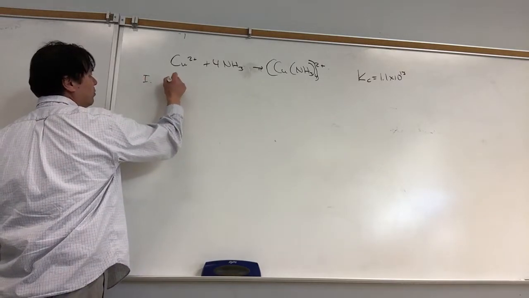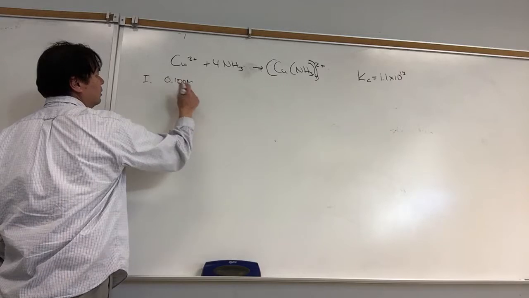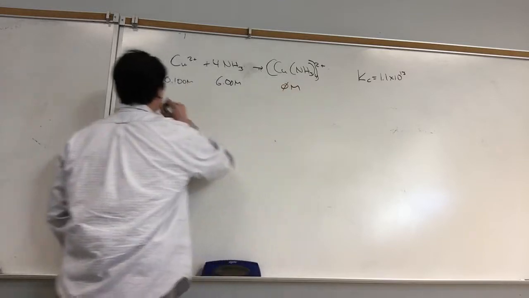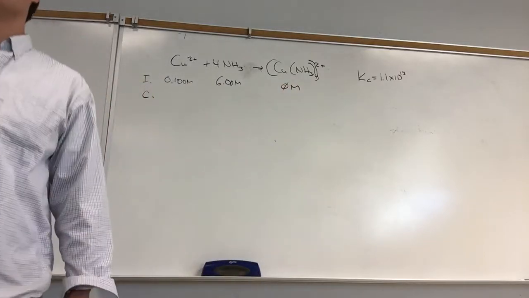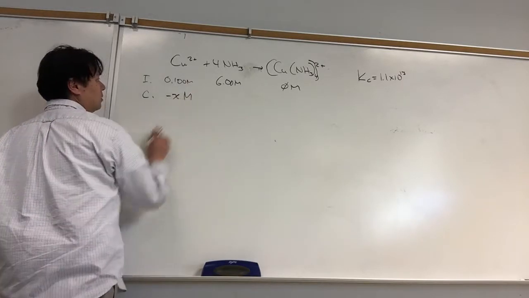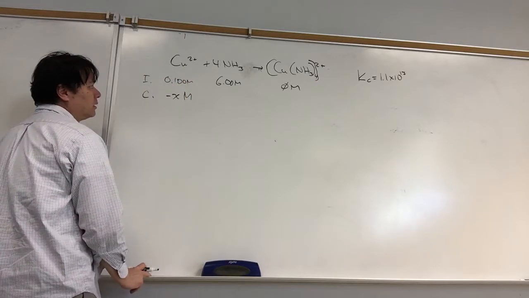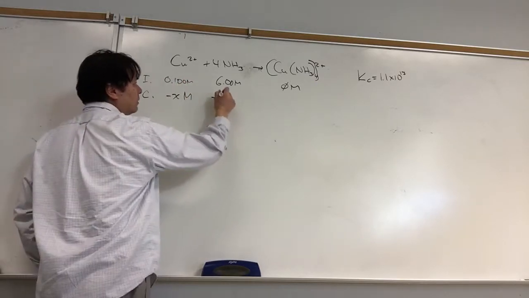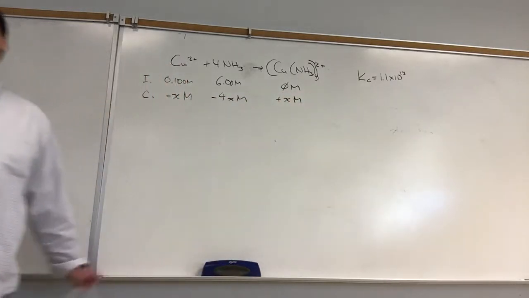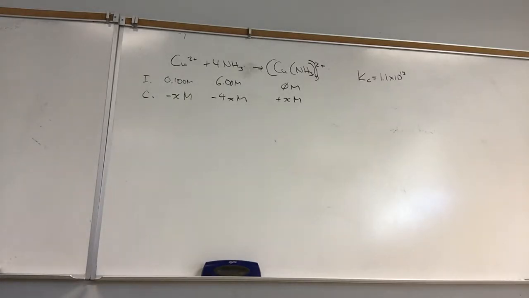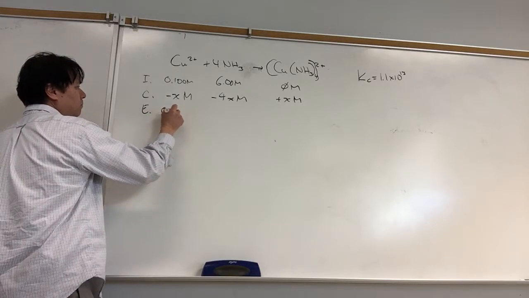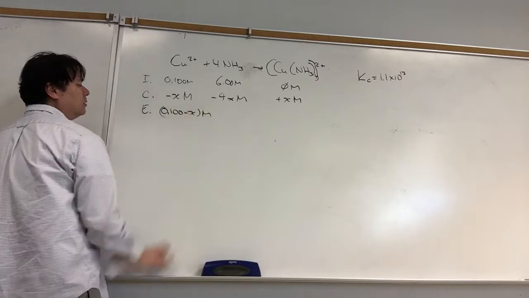Initially we had 0.100 molar, and then 6.00 molar, and then 0 molar. Somebody tell me what they got for the change. Minus X. I usually do minus X molar, just to make sure it's all right. And then minus 4X, and then plus X. Good. All right, for the equilibrium line, what did you get? 0.100 minus X. Keep track of the sig figs.